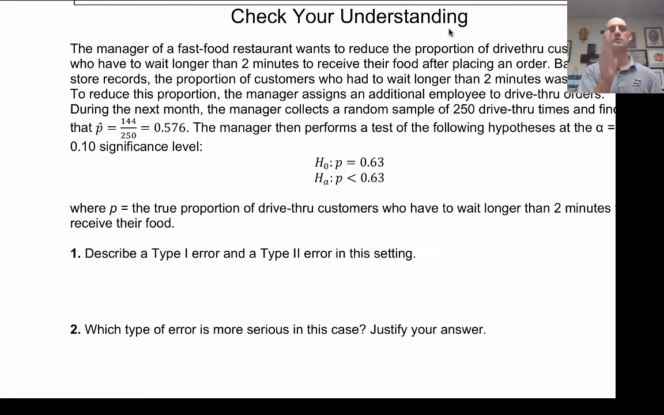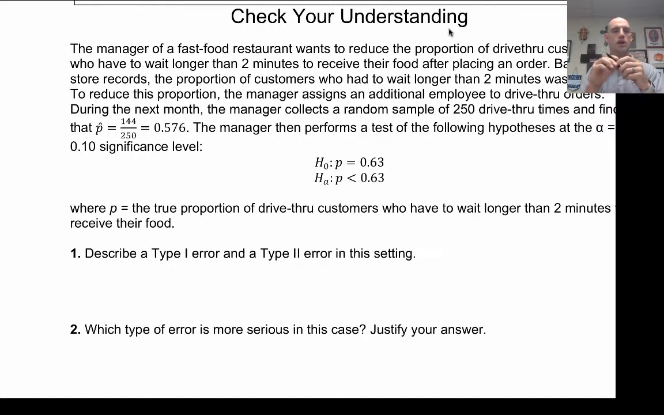That 0.63 probability is true. So that's our null hypothesis. But the manager, based on his results, found that his results were less. So our alternative hypothesis would be that our proportion is less than 0.63. Okay, so we've defined the hypotheses, and here's the explanation.